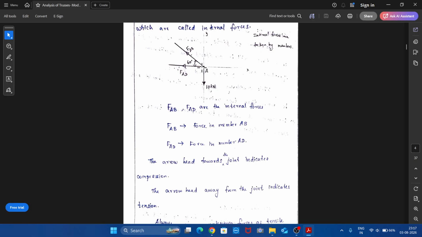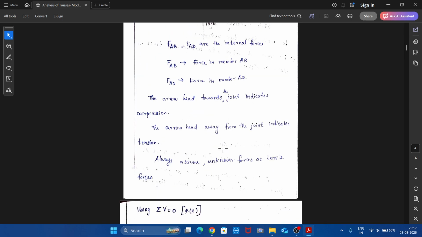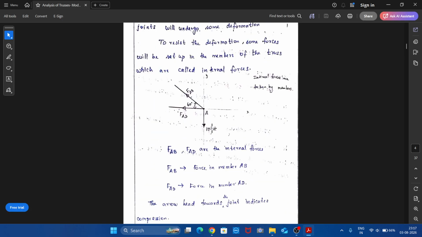So here FAD is purely horizontal, so you can take it as such. FAD is horizontal and it is acting towards the left, therefore minus FAD. And this FAB can be resolved along the horizontal axis. So FAB cos 60, and when we resolve here, this FAB will be moving towards the left. Therefore, this is also minus FAB cos 60. So minus FAB cos 60 equal to 0. The 10 kN will not come into play while taking the horizontal component. We have the purely horizontal force and the resolved horizontal component. Only these two will come into play for sigma H equal to 0.